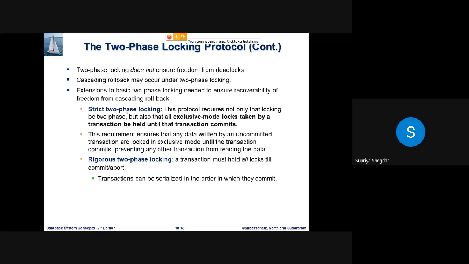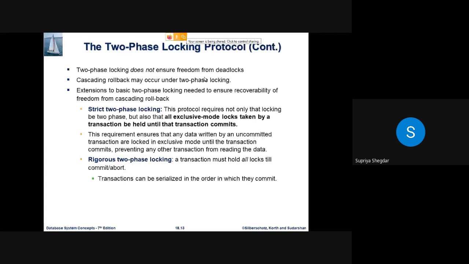So this two-phase locking protocol does not ensure freedom from deadlock. It means that if we are using the two-phase locking protocol, deadlock may still occur in the system, or between the transactions. Also, cascading rollback, which we have seen in the transaction chapter, may occur under two-phase locking.